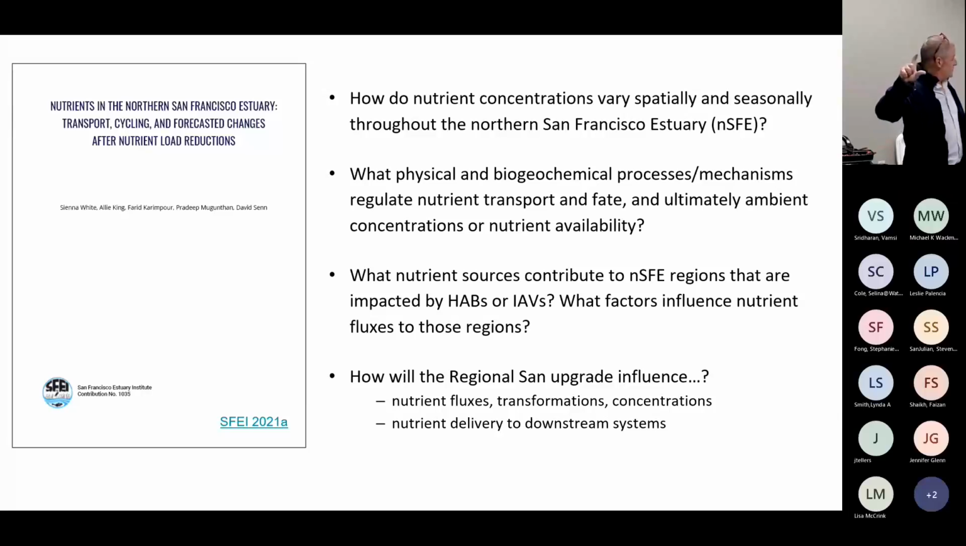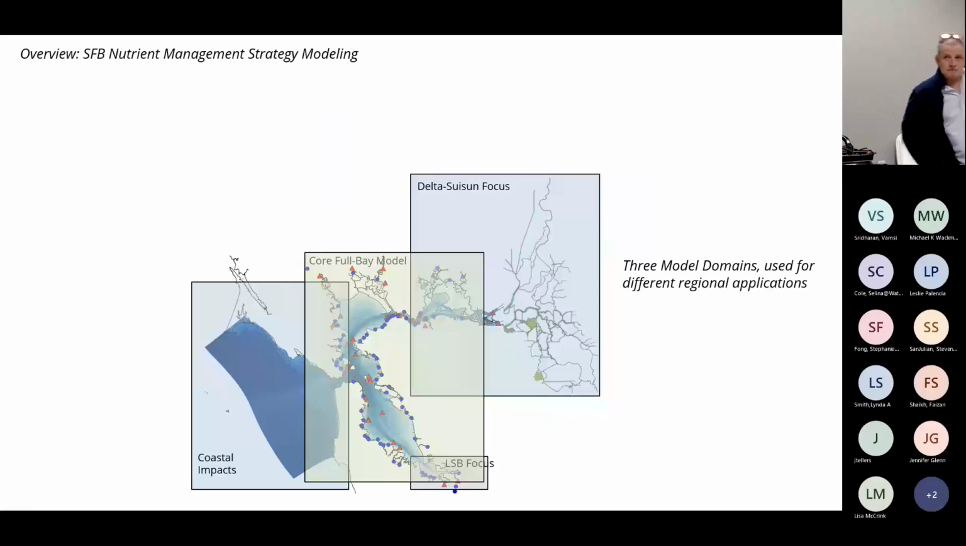Really careful in the choice of words there. We're not actually trying to simulate the HABs or simulate the invasive aquatic vegetation at this point, but more simulate the sources of nutrients to those regions. What factors influence those fluxes to those regions? And how will the regional sand upgrade influence nutrient fluxes, transformation, concentrations, and delivery to downstream systems?